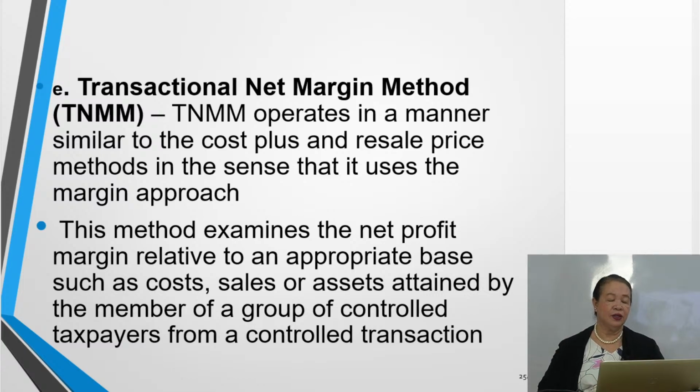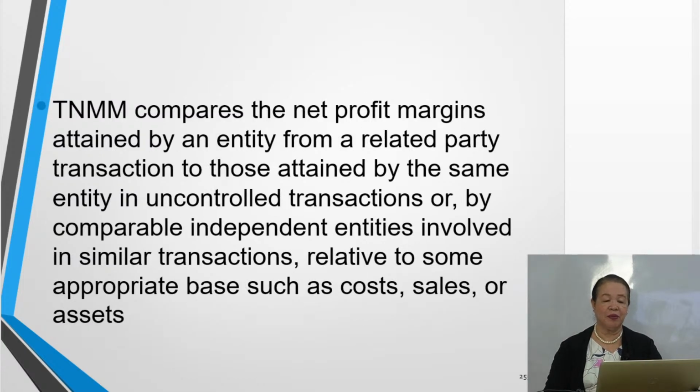So, TNMM compares the net profit margins attained by an entity from a related party transaction to those attained by the same entity in uncontrolled transactions or by comparable independent entities involved in similar transactions, relative to some appropriate base such as cost, sales, or assets. So, yung basis mo can be cost, the sales, or the assets. Kasi pag may compare ka, may basis ka.